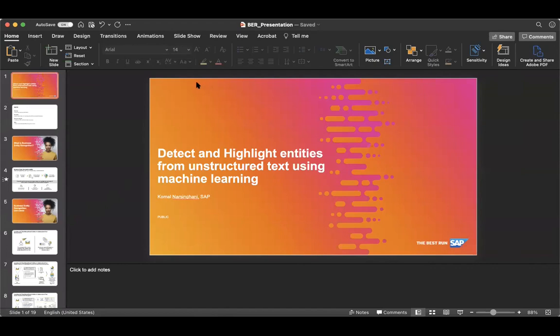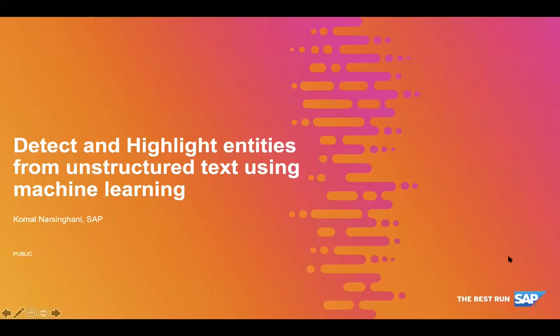So the session is detecting and highlighting entities from unstructured text using machine learning. And for this particular session, we would also be focusing on how we can detect and highlight the entities which are contained in resumes. So the agenda for the session would be that I would be giving a brief overview of what this machine learning service is all about. And then we would have a short demo, and then we would also have some hands-on exercises.